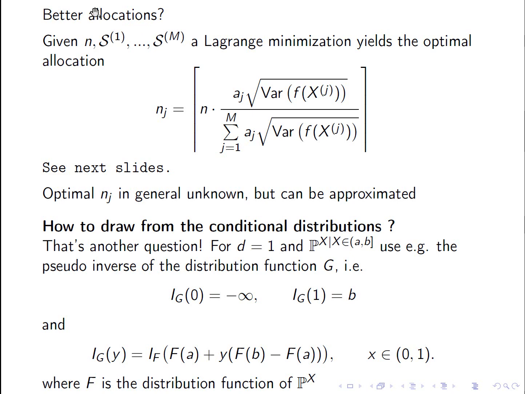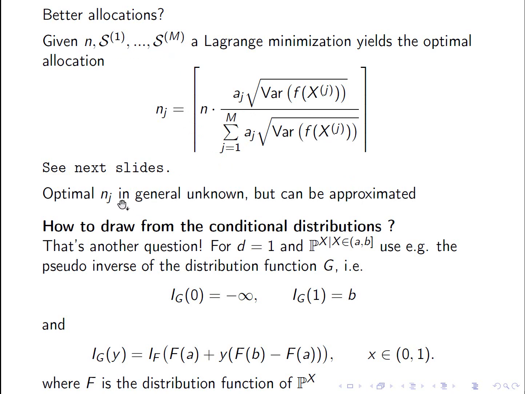So are there better allocations? And yes, there are, at least theoretically. So given the number of repetitions, given the strata, one can do a Lagrange minimization procedure to obtain the optimal allocation here. So the nj's are given by rounding up to the next integer of this expression here. So it's n, the input n, times alpha j times the standard deviation of f of xj, and here we divide by the sum over all of the j's times the standard deviations of the f of xj's. So these are the theoretically optimal nj's given n and the strata.